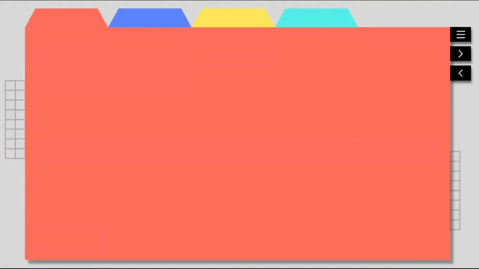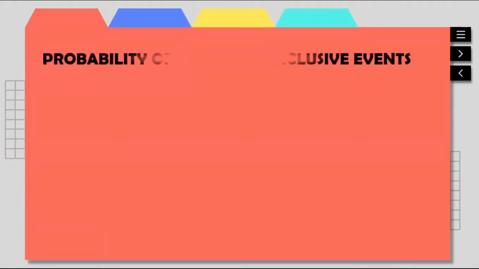That's all for our introduction. Now we're going to talk about the probability of mutually exclusive and not mutually exclusive events. Probability of mutually exclusive events.